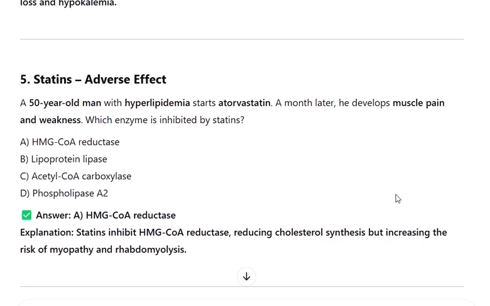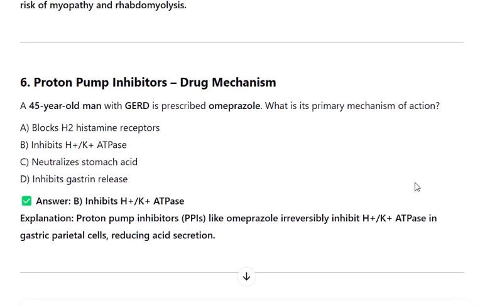6. Proton pump inhibitors, drug mechanism. A 45-year-old man with GERD is prescribed Omeprazole. What is its primary mechanism of action? A. Blocks H2 histamine receptors. B. Inhibits H+/K+ ATPase. C. Neutralizes stomach acid. D. Inhibits gastrin release. Answer. B. Inhibits H+/K+ ATPase. Explanation. Proton pump inhibitors, PPIs, like Omeprazole, irreversibly inhibit H+/K+ ATPase in gastric parietal cells, reducing acid secretion.